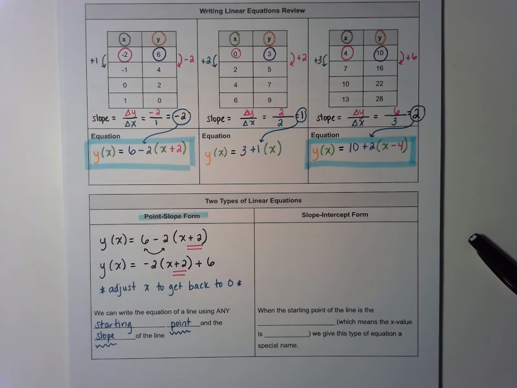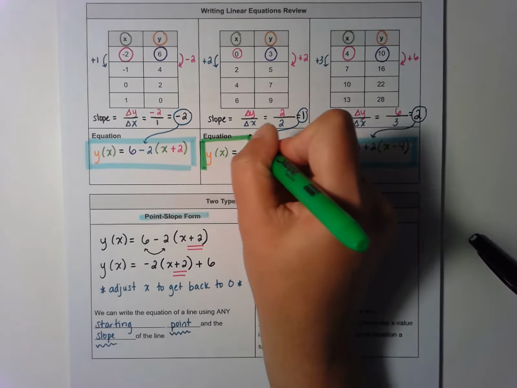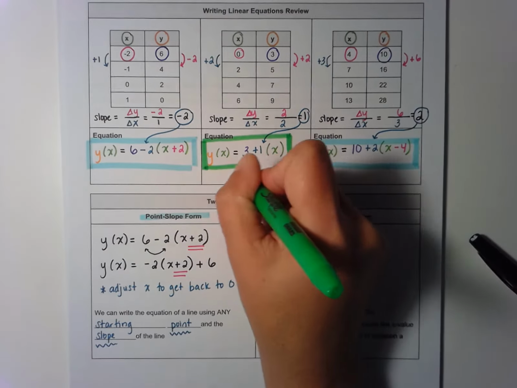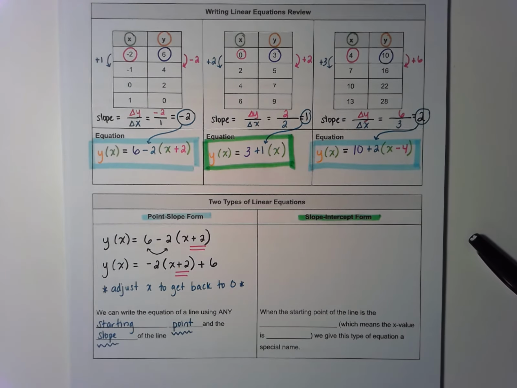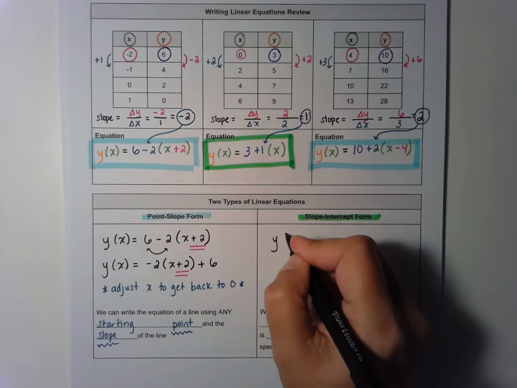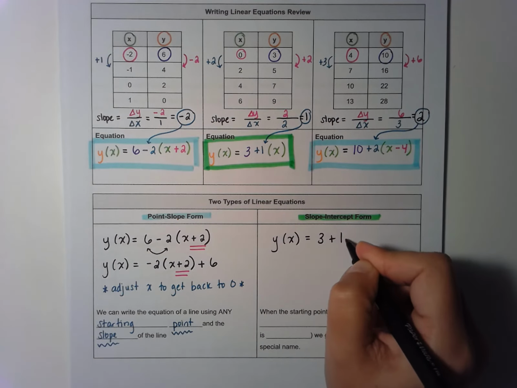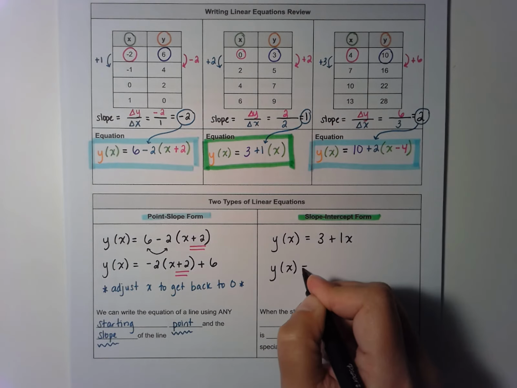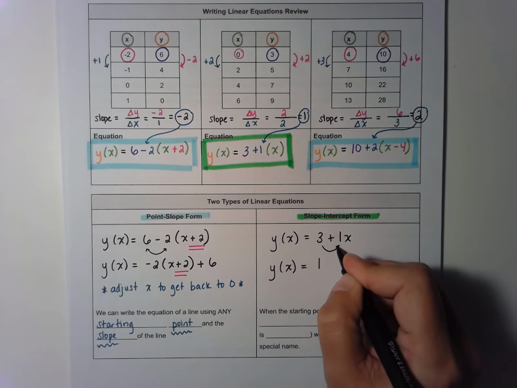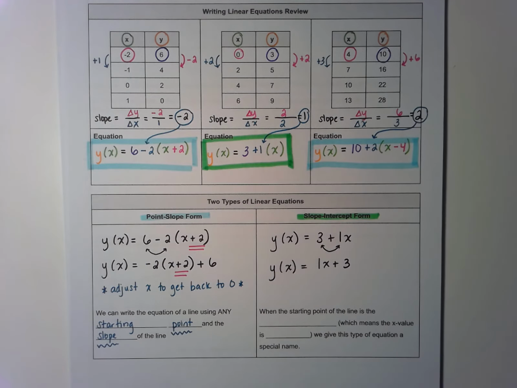Now, the other equation that we wrote here, this one, looks a little bit different. And the reason it looks a little bit different is we did not need to adjust to get back to 0. This is called slope-intercept form. So I'm going to go ahead and copy that equation down. I'm not changing anything. It's just 3 plus 1x, or some people like to put the 1x first, and they would just flip-flop the order here, and they would have 1x plus 3.